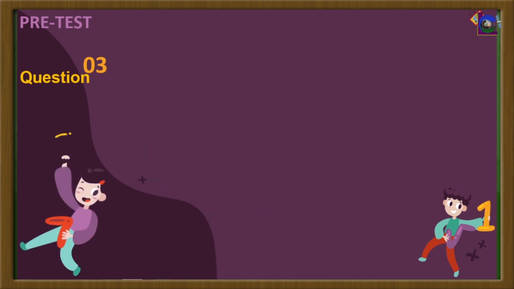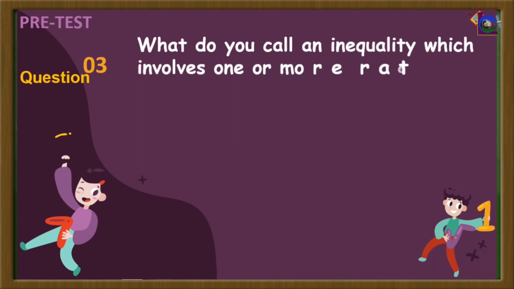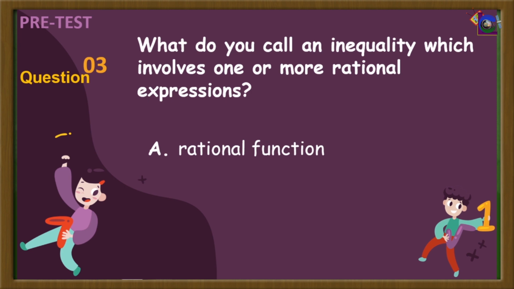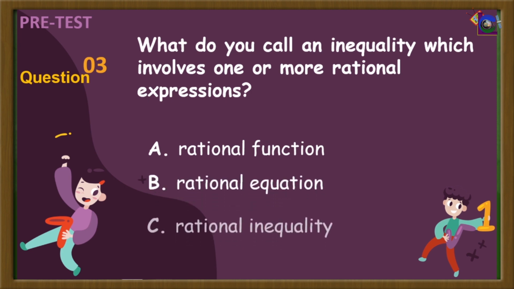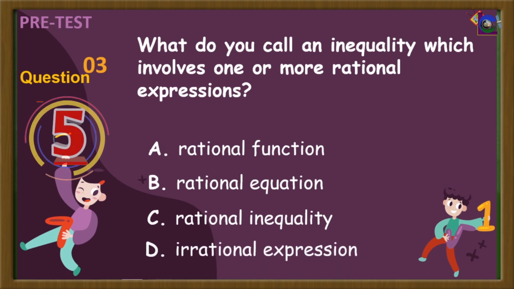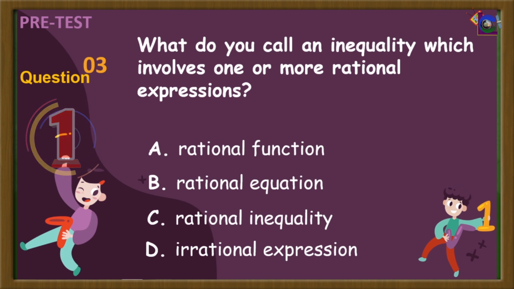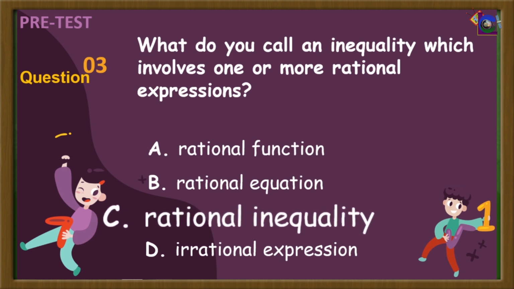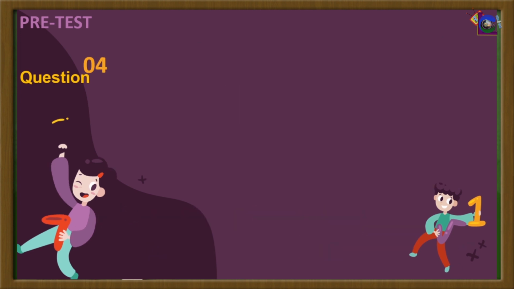Number 3. What do you call an inequality which involves one or more rational expressions? A. Rational function. B. Rational equation. C. Rational inequality. D. Irrational expression. The correct answer is letter C, rational inequality.